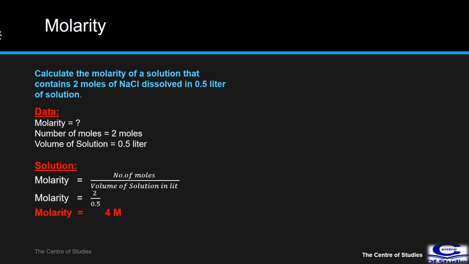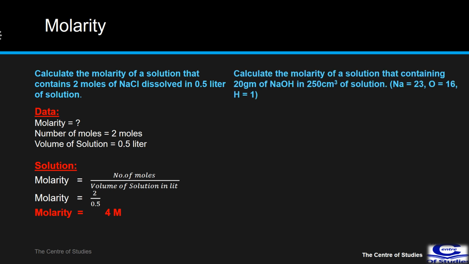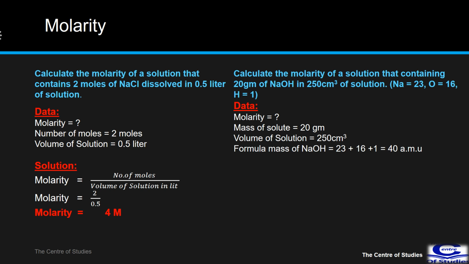Let's see another example. Calculate the molarity of a solution containing 20 gram of NaOH, sodium hydroxide, in 250 centimeter cube of solution. Here, the volume is given in centimeter cube, not in liters. There will be a slight change in the formula of molarity since the volume is given in centimeter cube. Again, making the data first, the mass of solute is 20 grams, volume of solution 250 centimeter cube, and formula mass of sodium hydroxide is 40 AMU.